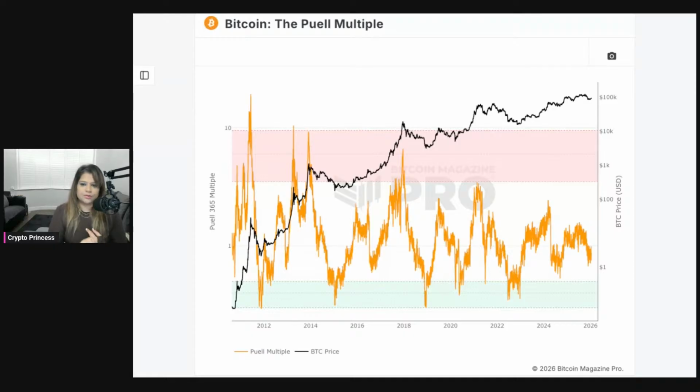Now, the Puell Multiple has one question that it needs to answer, and that literally is: are miners making unusually high or unusually low revenue compared to the last 12 months, because these are ongoing running costs. So right now we're looking at miner economics, because miners are more sensitive to price changes because they're securing the network.